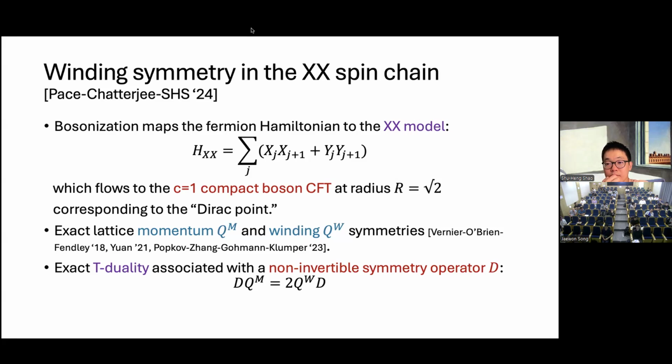When you discuss 1 plus 2 dimensions, if I look at the IR limit with continuum field theory, time reversal symmetry and the parity symmetry are on equal footing after Euclideanization. However, if I look at the lattice models in the UV, then how can I understand such formal equivalence in lattice models?